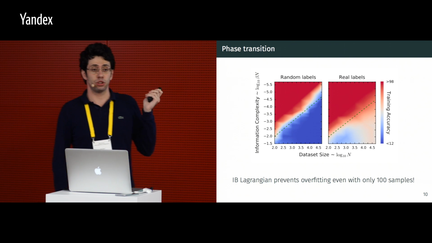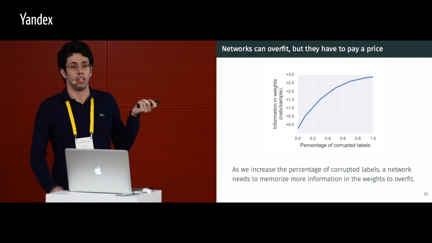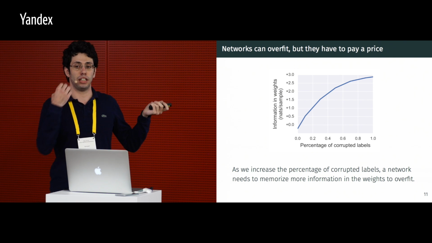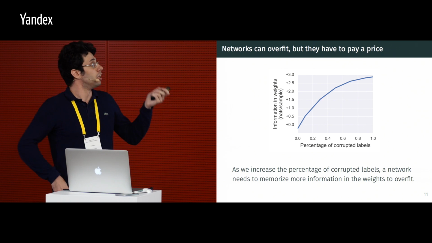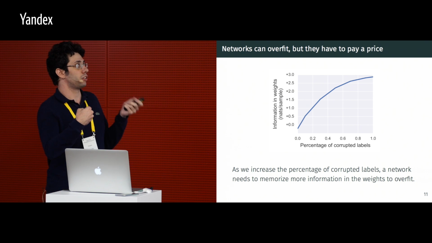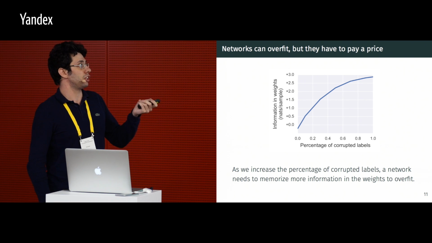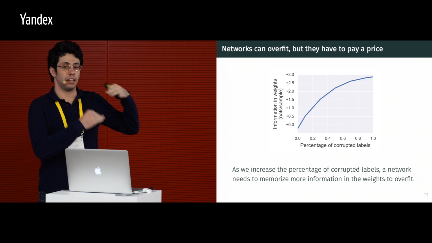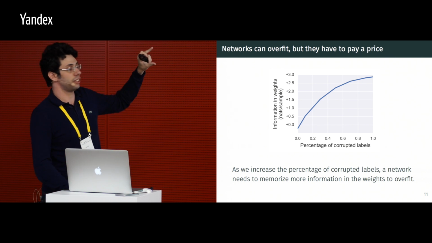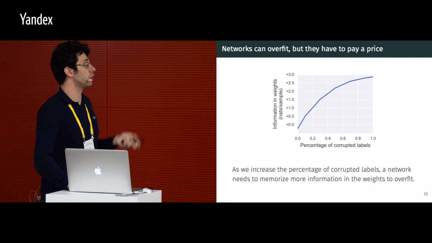OK, so even when the network actually overfits to the random labels, it has to pay a price to do this. In particular, it needs to increase the quantity of information it needs to memorize in the weights. Precisely, we can see in these experiments that by increasing the number of random labels in the dataset, the quantity of information needed to overfit increases, and the amount of increase is of the same order of magnitude as the size of the labels that it needs to memorize.